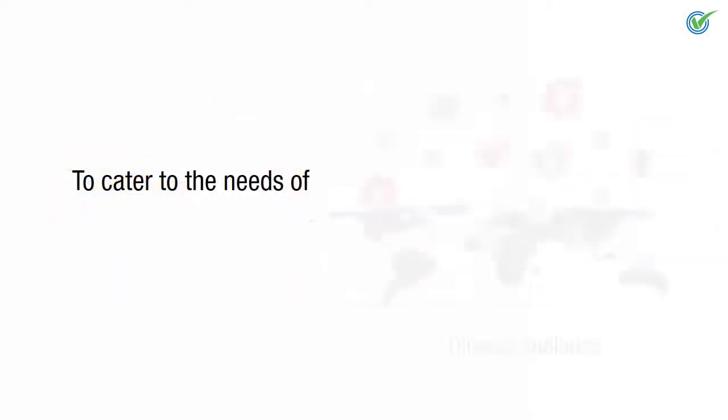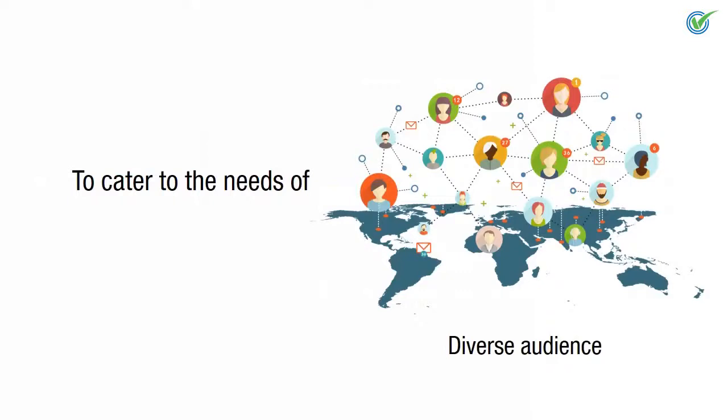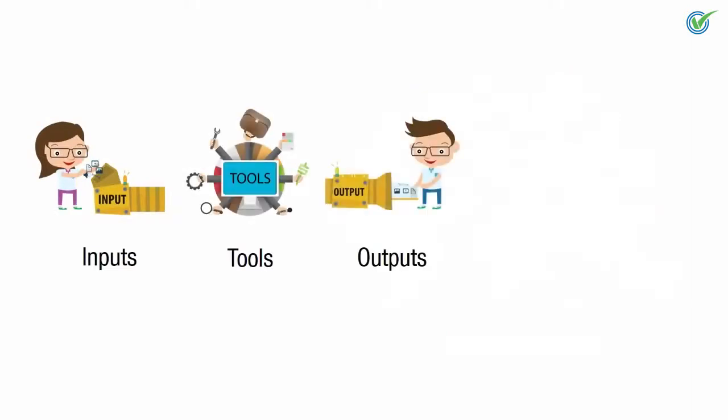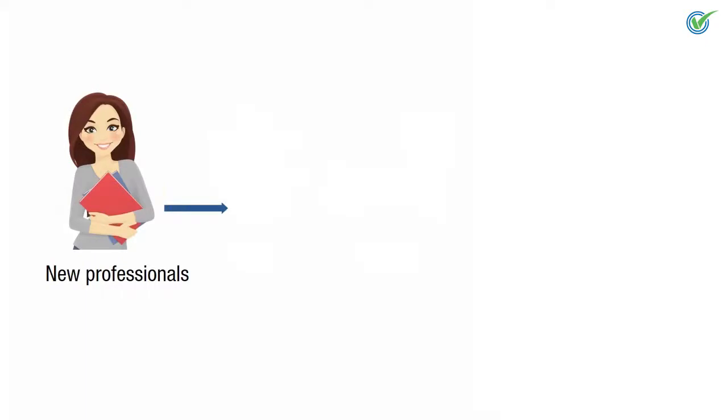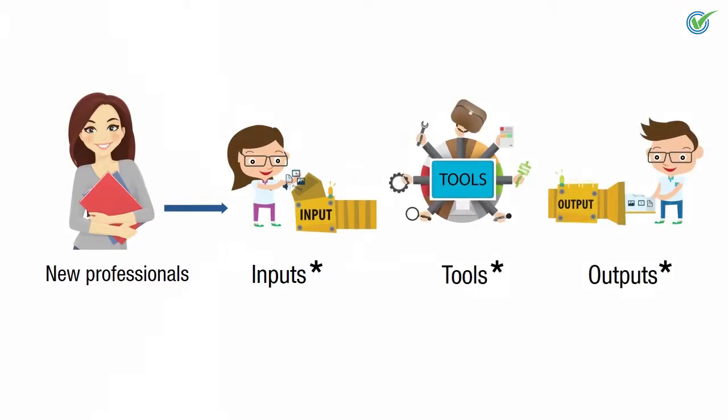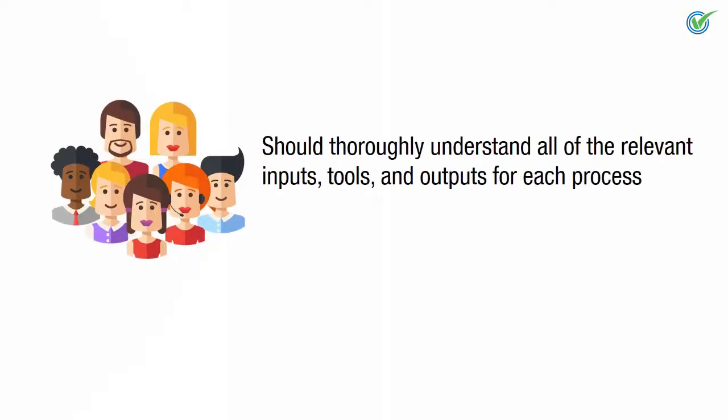To cater to the needs of a diverse audience with varying levels of expertise in sales and marketing, the SMstudy Guide has differentiated highly recommended inputs, tools, and outputs from recommended but optional ones. The inputs, tools, and outputs denoted by asterisks are highly recommended, while others with no asterisks are recommended but optional. Individuals being introduced to sales and marketing should focus primarily on the highly recommended inputs, tools, and outputs for each process, while more experienced practitioners should thoroughly understand all of the relevant inputs, tools, and outputs for each process.